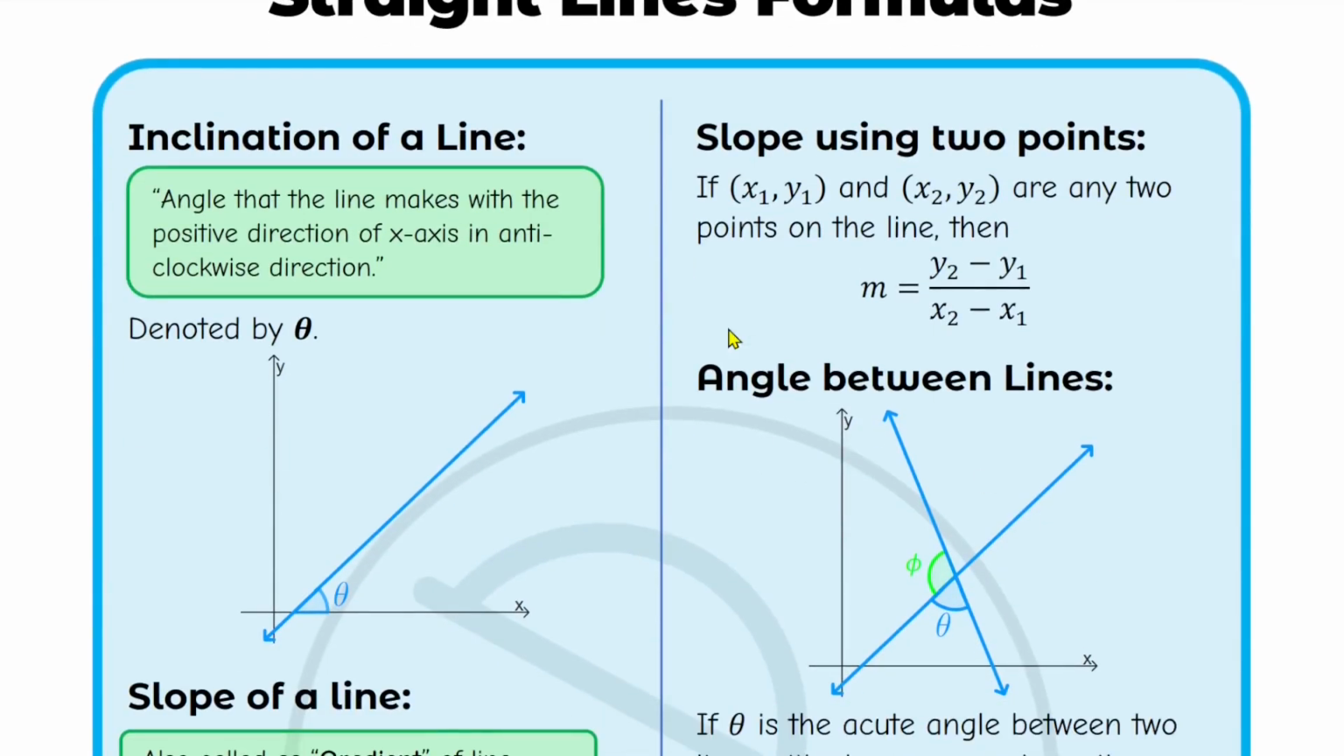And now let's start with straight lines. We have the inclination of a line. Inclination of a line is nothing but the angle that the line makes with the positive direction of x-axis in the anti-clockwise direction. That is this angle right here. And the inclination of a line is usually denoted by the letter theta.